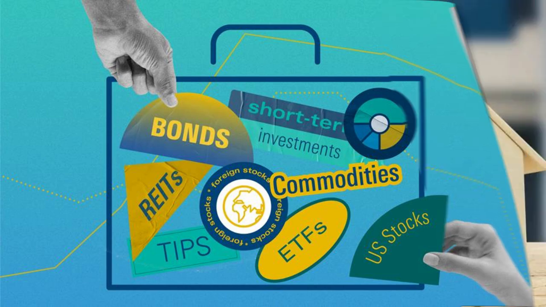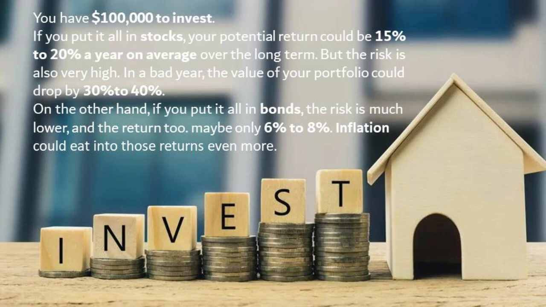For example, let's say you have $100,000 to invest. Now, if you put it all in stocks, your potential return could be high, maybe 15 to 20% a year on average over the long term. But here's the catch: the risk is also very high. In a bad year, the value of your portfolio could drop by 30 to 40%. On the other hand, if you put it all in bonds, the risk is much lower, but so are the returns, maybe only 6 to 8%. And don't forget, inflation can eat into those gains over time.